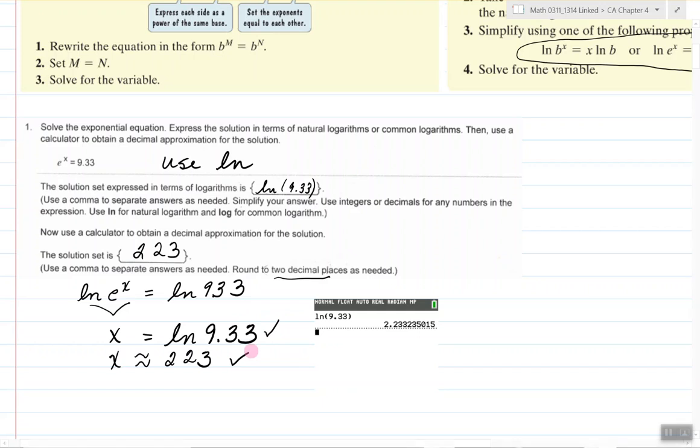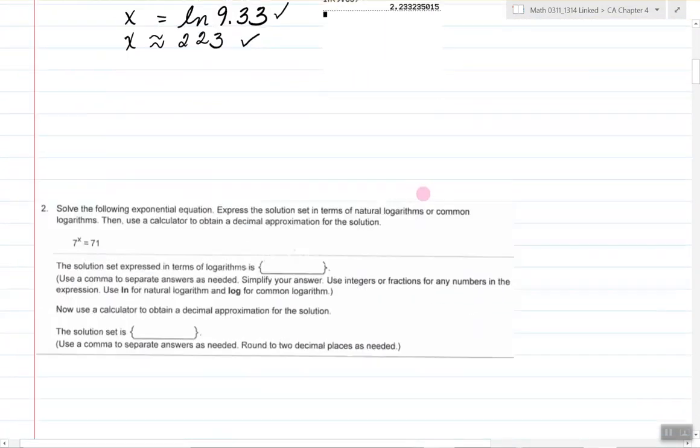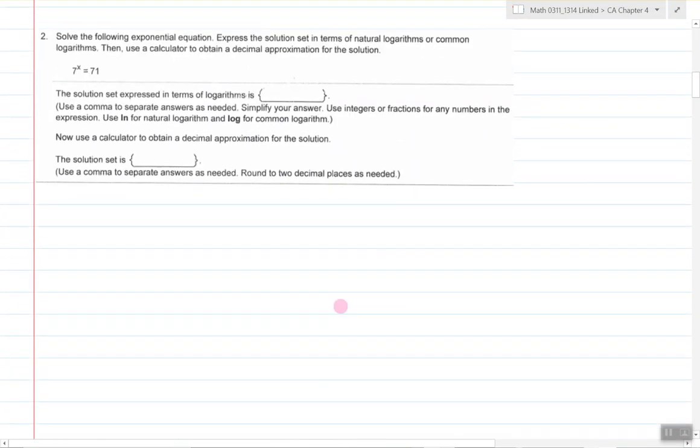Remember, logarithms and exponentials are inverses of each other. If the base is e or any other number other than 10, we'll probably use natural logs. Well, in fact, they tell us to. It can be solved with a common log, but they've asked us to, so that's what we're going to do. All right, it says solve the following exponential equation. This one, the base is 7. All right, it is isolated.